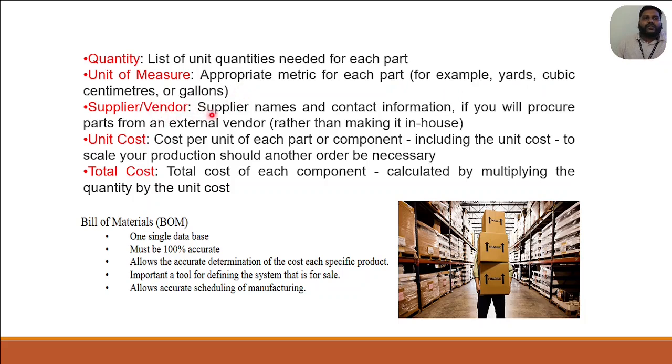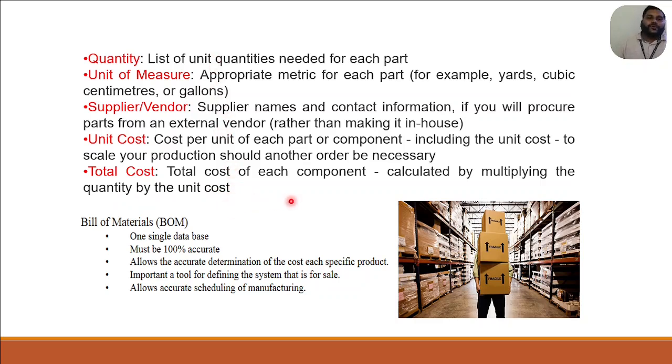Following that, the supplier or vendor names and contact information, if you will procure parts from external vendors rather than making them in-house. This is called a third party. Then the cost per unit of each part or component, including the unit cost, to scale your production so another order is easy. The total cost of each component is calculated by multiplying the quantity by the unit cost. So these are the basic data needed in the BOM.